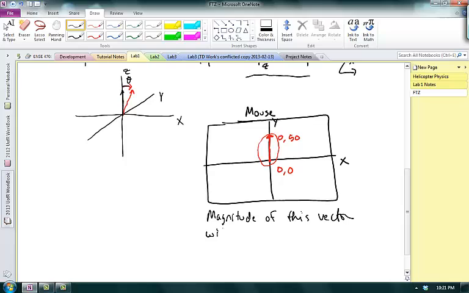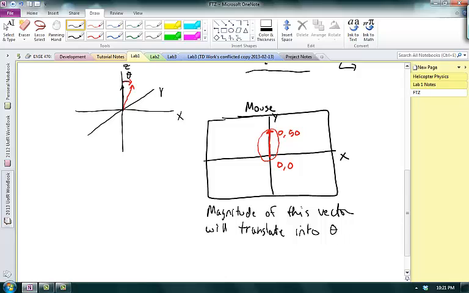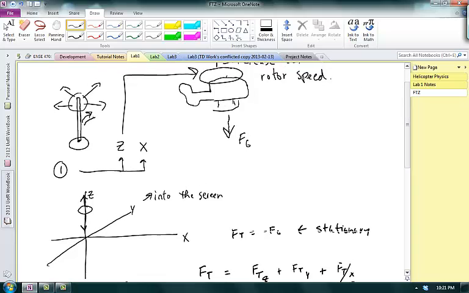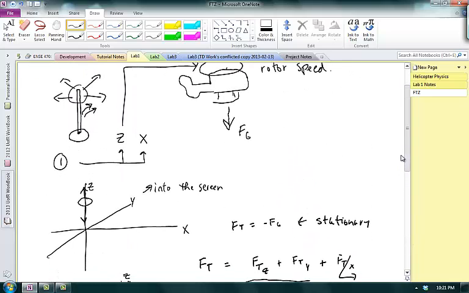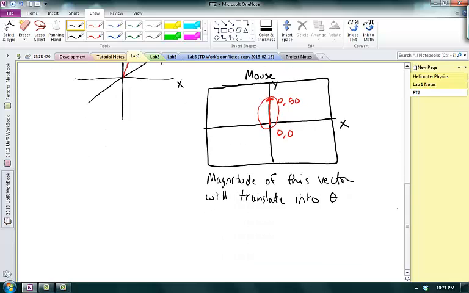will translate into theta. So however much you move your mouse forward, then that's going to be simulating moving this joystick farther forward, which would cause a tilt in our vector and this theta. So it's not a direct mapping. You can make it be whatever you want.